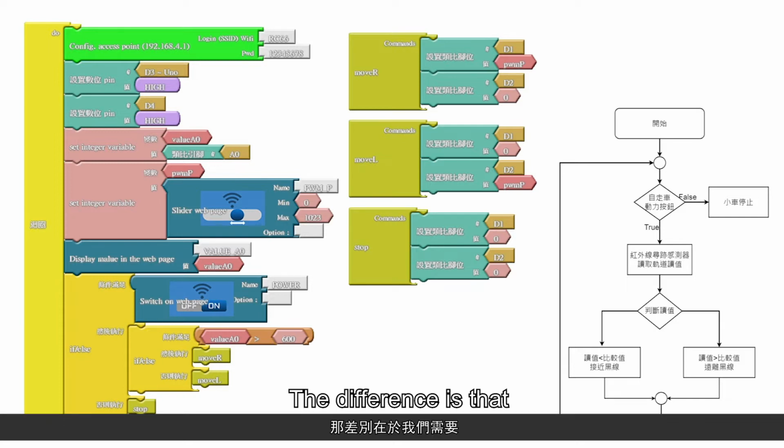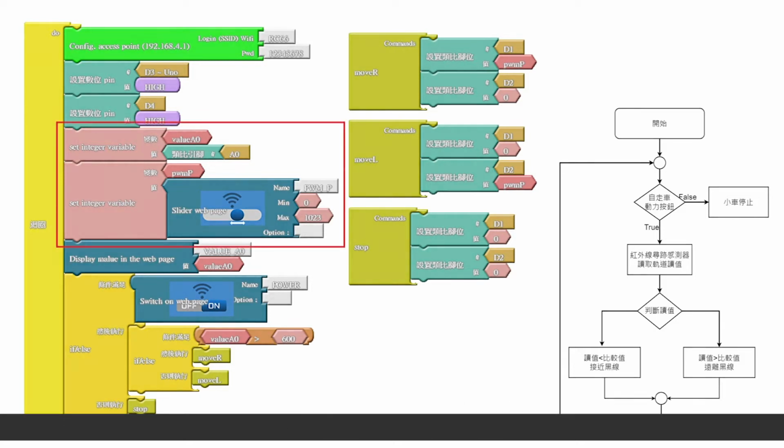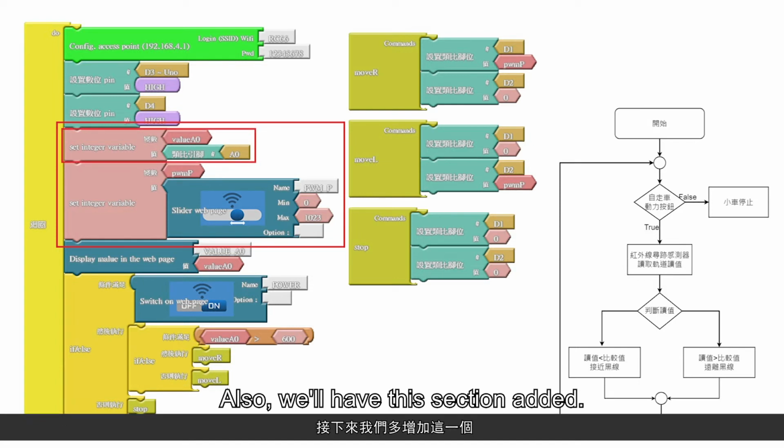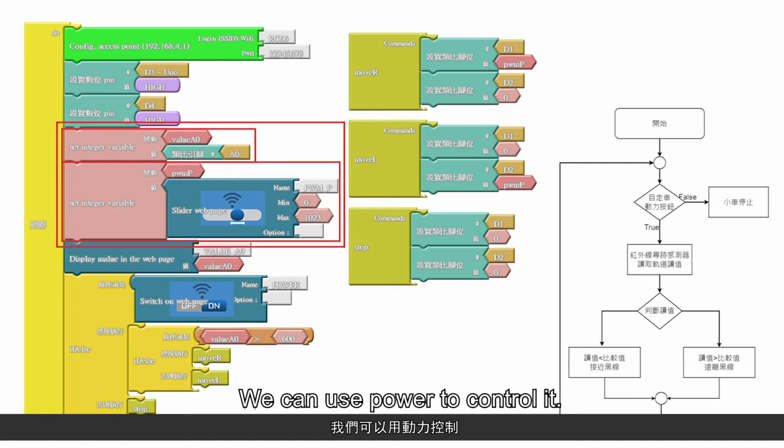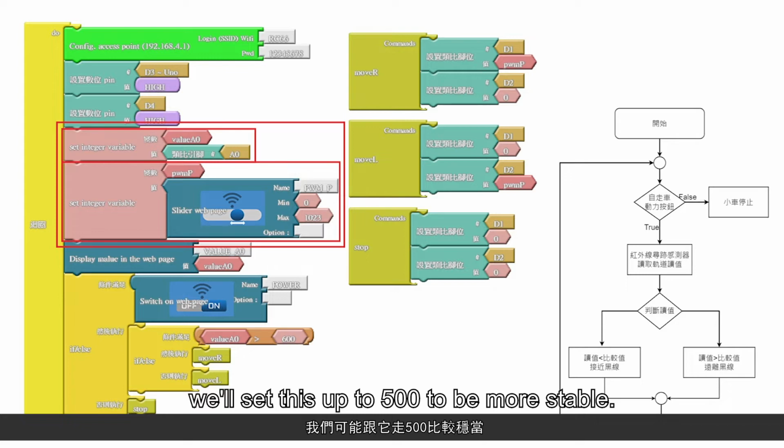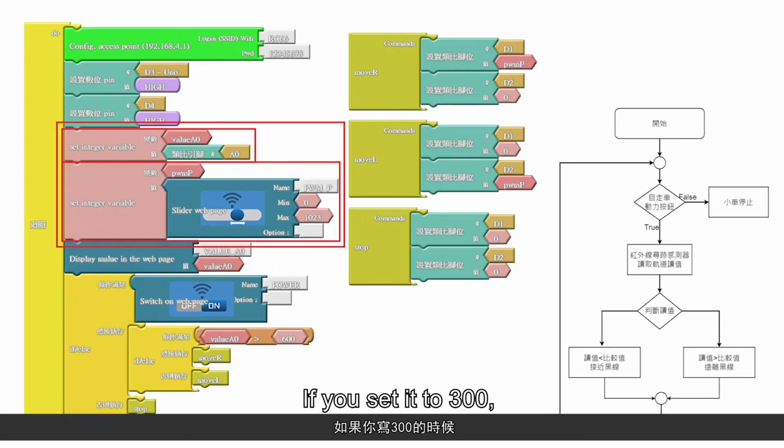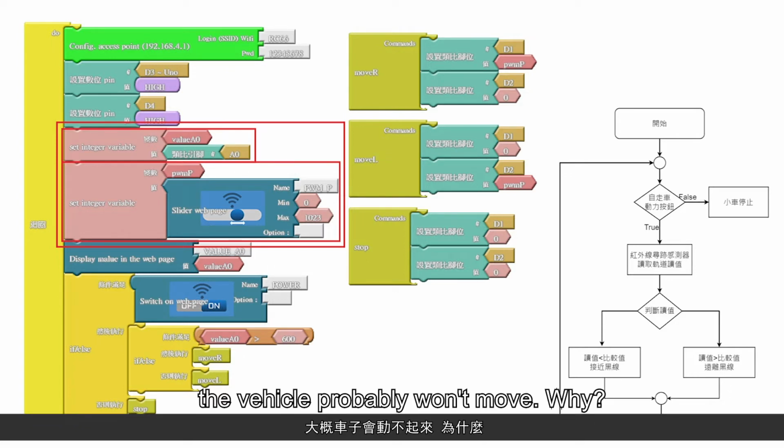The difference is that we'll need to read the analog reading first. Also, we'll have this section added. We can use power to control it. We can adjust our power output using a slider. We'll increase the power output. At the beginning of the practice, we'll set it up to 500 to be more stable. If you set it to 300, the vehicle probably won't move.